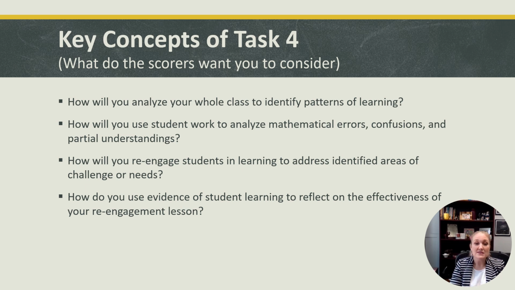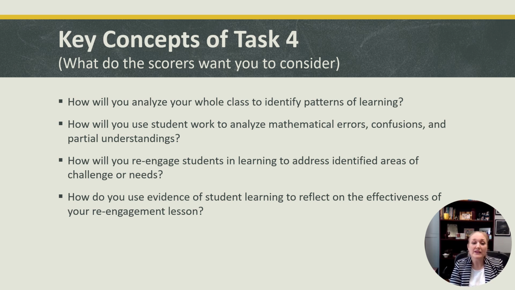Some of the key concepts of Task 4 and what your score is really wanting you to consider and what they will be evaluating you on are: how will you analyze your whole class to identify patterns of learning in math? How will you use student work samples to analyze mathematical errors, confusion, and partial understanding? Are you able to identify specific examples from the student work sample and put that into writing to show your score how you know a student has some confusion?